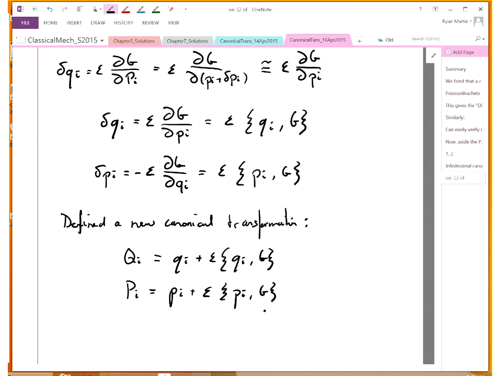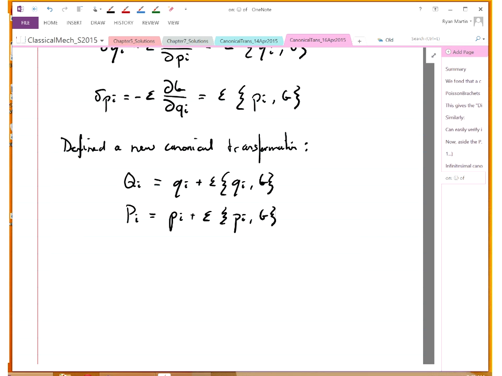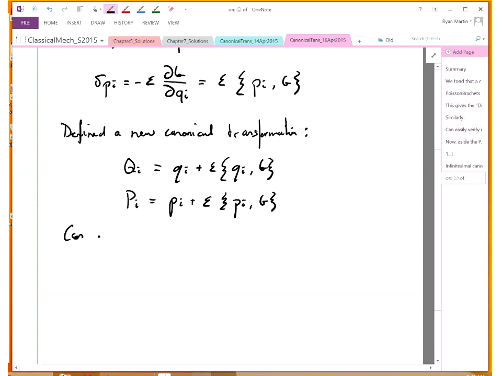We did the example of the Z component of angular momentum, and we found that the transformation you get if you use it instead of G is a rotation about the Z axis. And that's where you might have heard in quantum mechanics that angular momentum is the generator of rotation. It's because you can use the angular momentum to generate the transformation that leads to angular momentum being conserved.